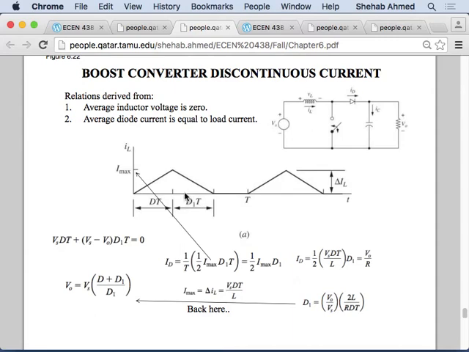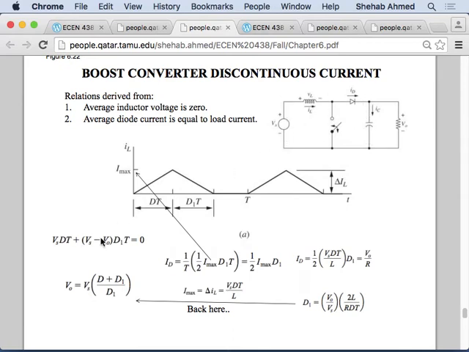So again, how do we derive the voltage transfer ratio? We look at the volt-seconds balance across the inductor, right? When the switch is closed, we had V input minus 0 across the inductor. When the switch is open, we had V input minus V output across the inductor, because when the switch is open, the diode is shorted, and this is the voltage on the other side of the inductor, right?